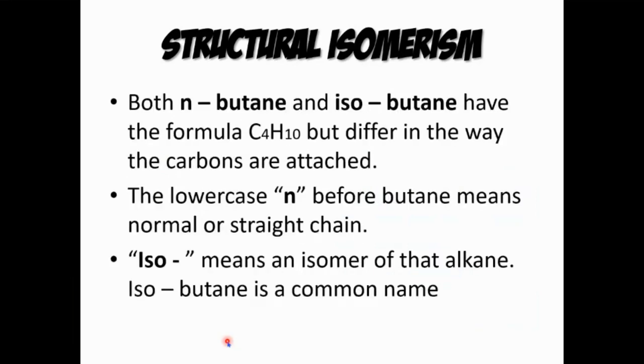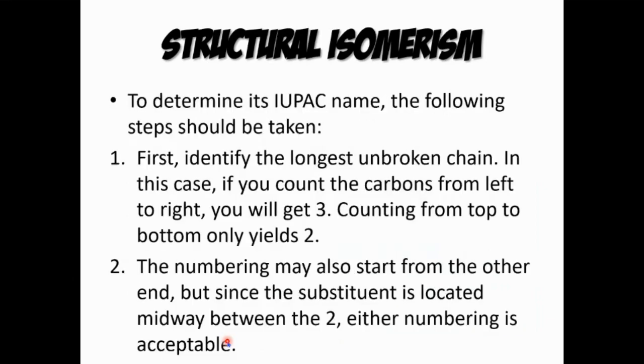Both n-butane and isobutane have the formula of C4H10, but differ in the way the carbons are attached. The lowercase n before butane means normal or straight chain. Iso means an isomer of that alkane. Isobutane is a common name. Yun, just remember that. To determine the IUPAC name, the following steps should be taken.